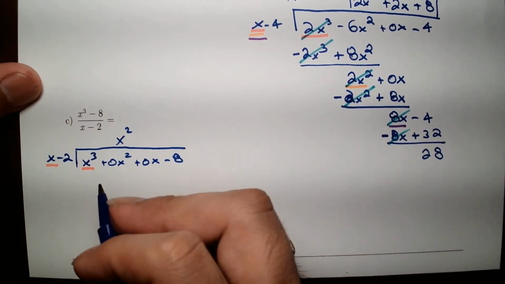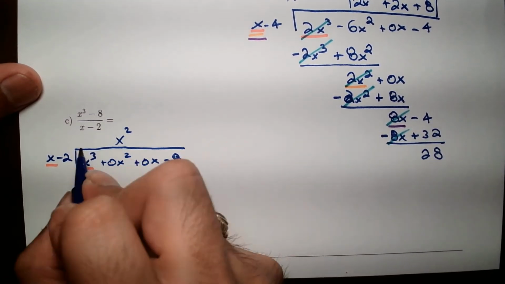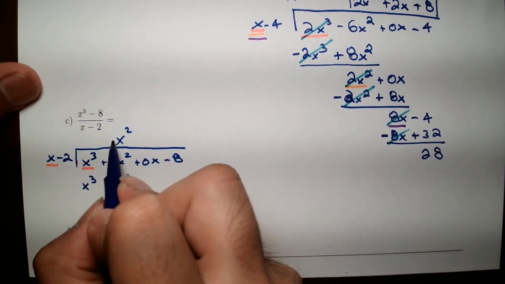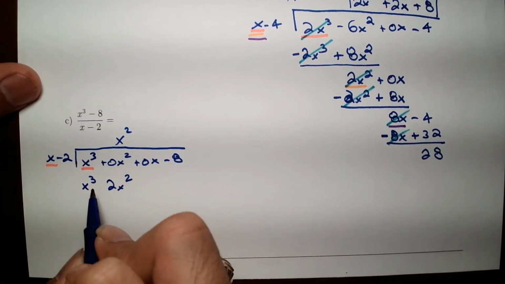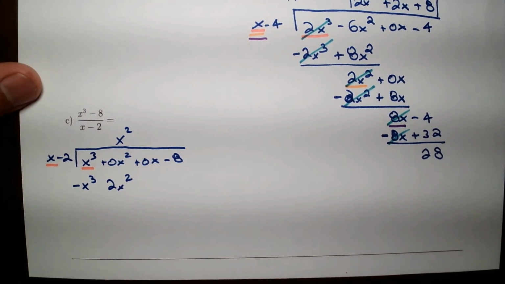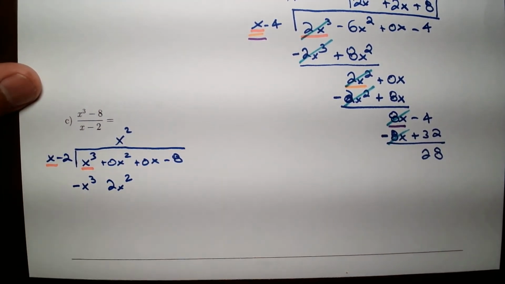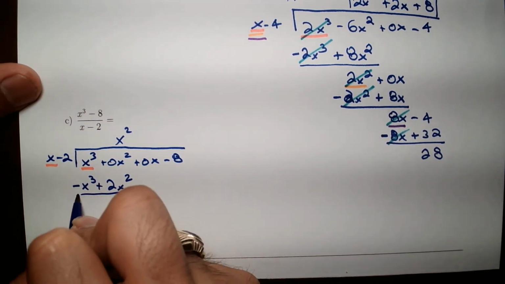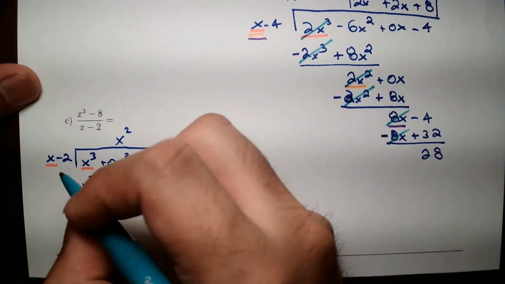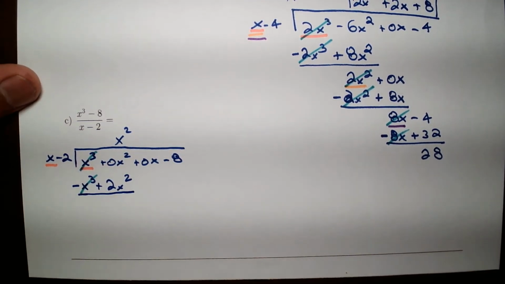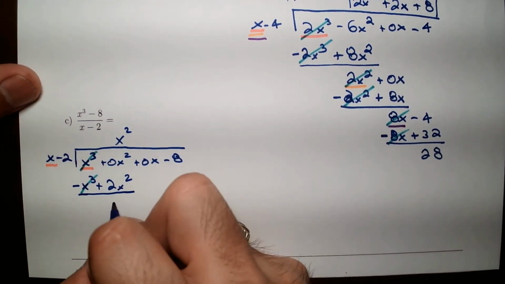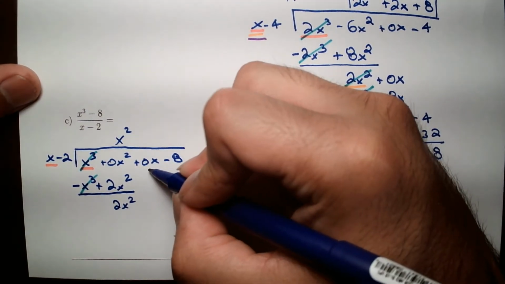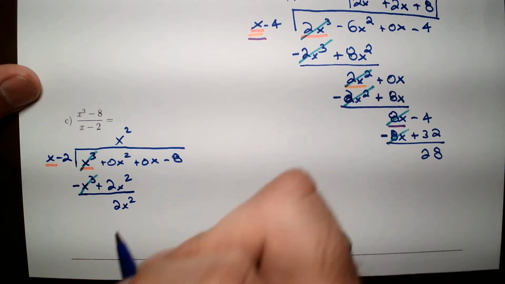So x squared times x, that's x cubed. x squared times 2, that's 2x squared. We need to put the corresponding signs. Positive times a positive is positive. We need to change to the opposite, which is negative. Positive times a negative, it's negative. We need to change that to positive. So we're done multiplying these guys. Cancel, cancel. And 2x squared plus 0x, that's simply 2x squared. The next step is to drop this term.